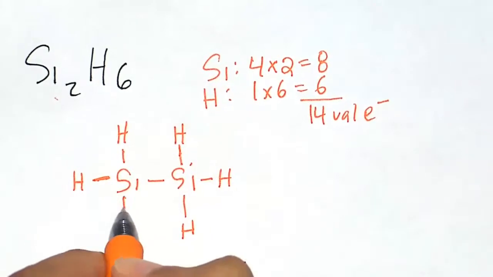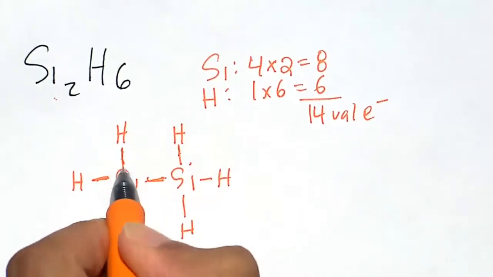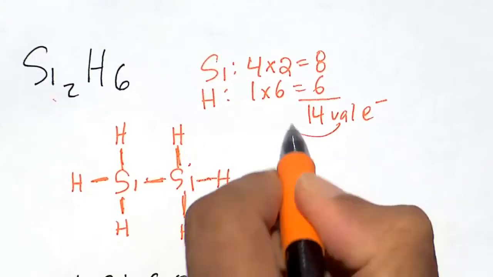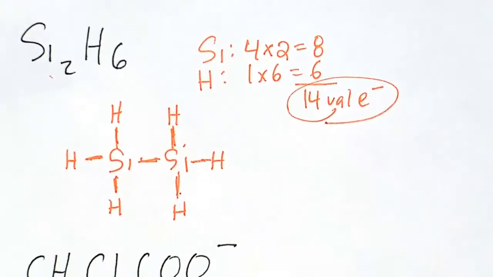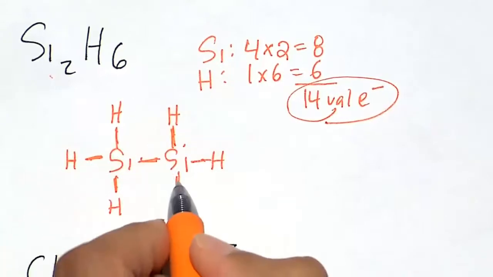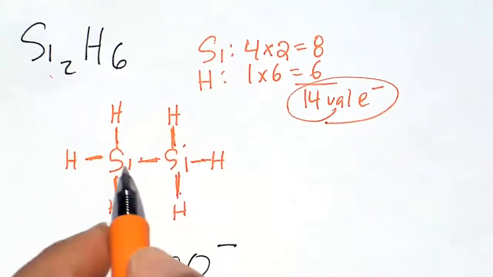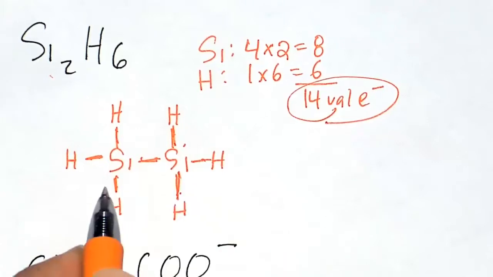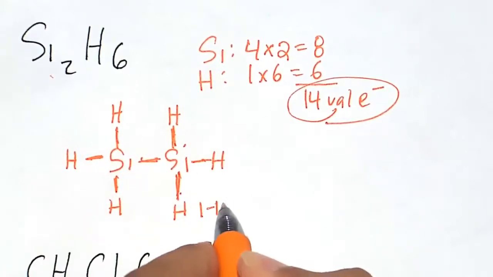1, 2, 3, 4, 5, 6, 7, 8, 9, 10, 11, 12, 13, 14. They are my 14 valence electrons. Octet rule for hydrogen is 2: 1, 2. And then formal charge for the hydrogen is 0, because hydrogen is happy at 1, 1 minus 1 is 0.